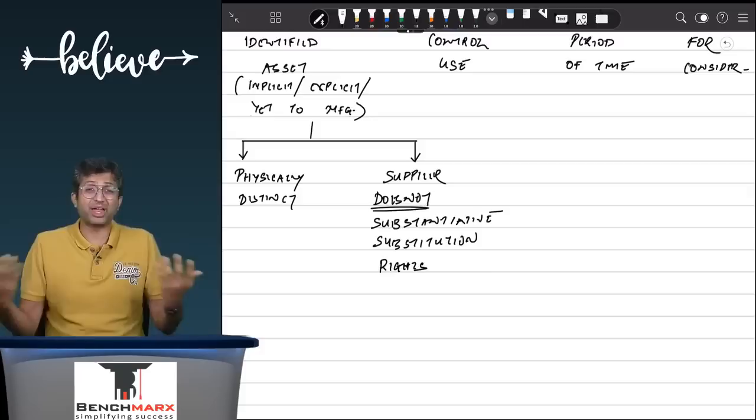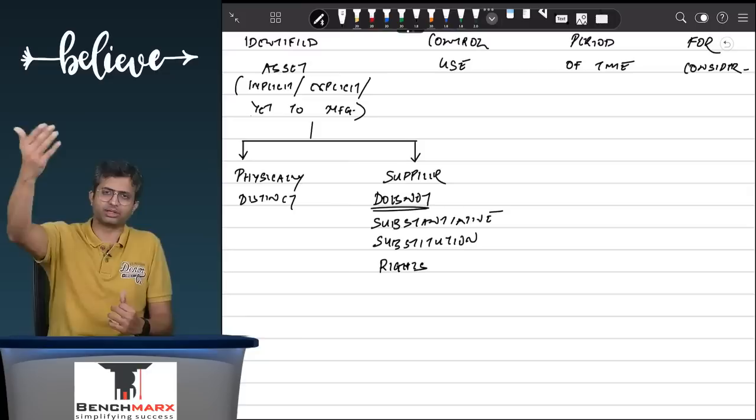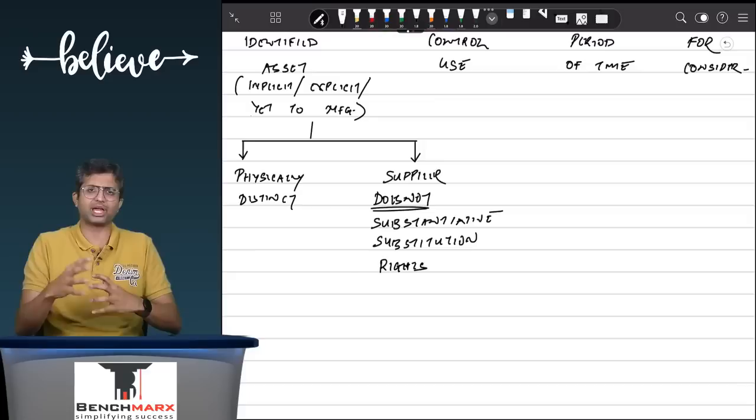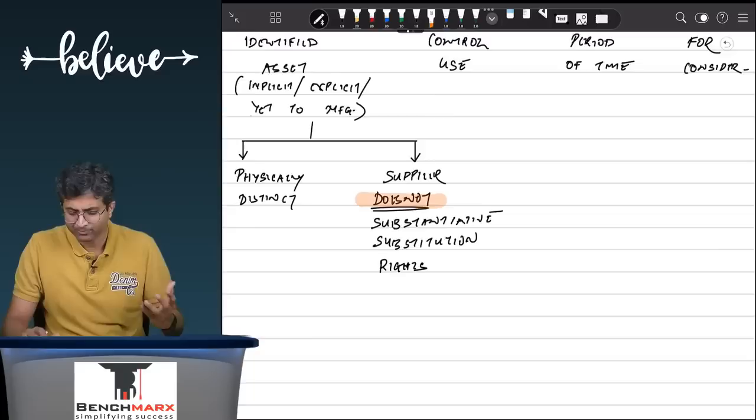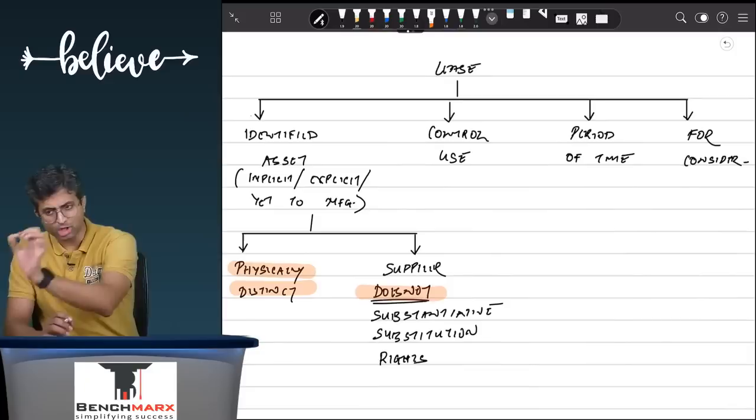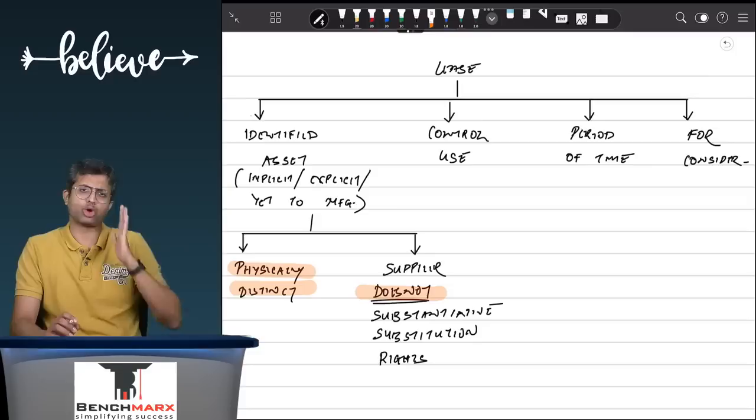Now, as a customer or the lessee, we might not necessarily know whether the supplier will benefit or not, in which case the standard permits a shortcut where it says that if you are not able to figure out whether the supplier will benefit on substitution or not, you can assume that the supplier will not benefit out of the substitution, in which case the supplier does not have a substantive substitution right. So, if both of these conditions are fulfilled, that is, there is an asset which is physically distinct, which the supplier cannot substitute practically over the tenure of the lease, then we can say that there is an identified asset.